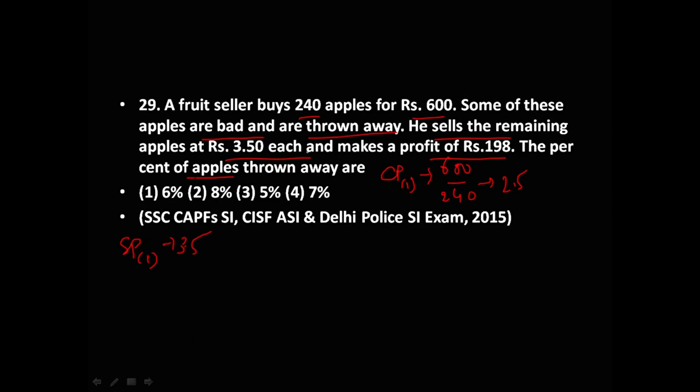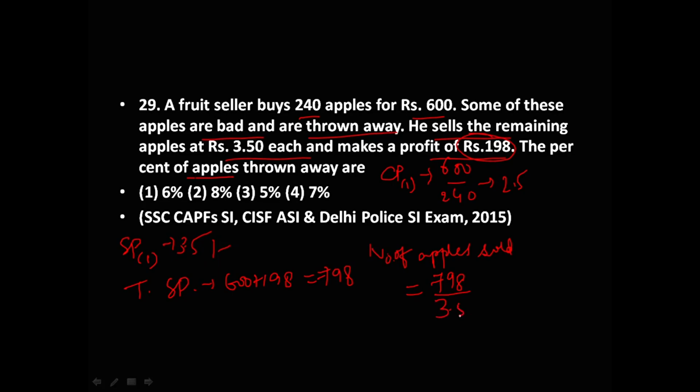What is the total profit given? 198. So total SP will be 600 plus 198, 798. Clear? Now how many apples have been sold? You can calculate it from here, the number of apples sold. It's 798 divided by 3.5, as each apple was sold at 3.5. That is equal to 228. Right? 228.